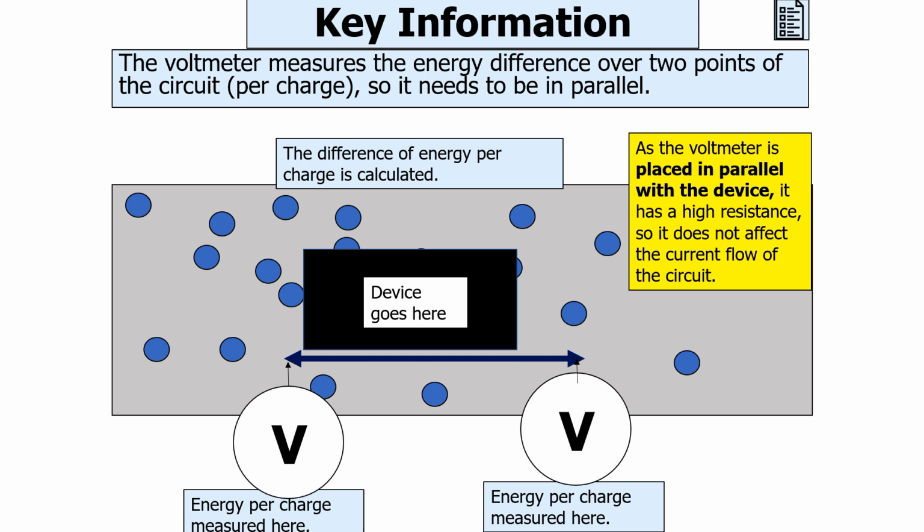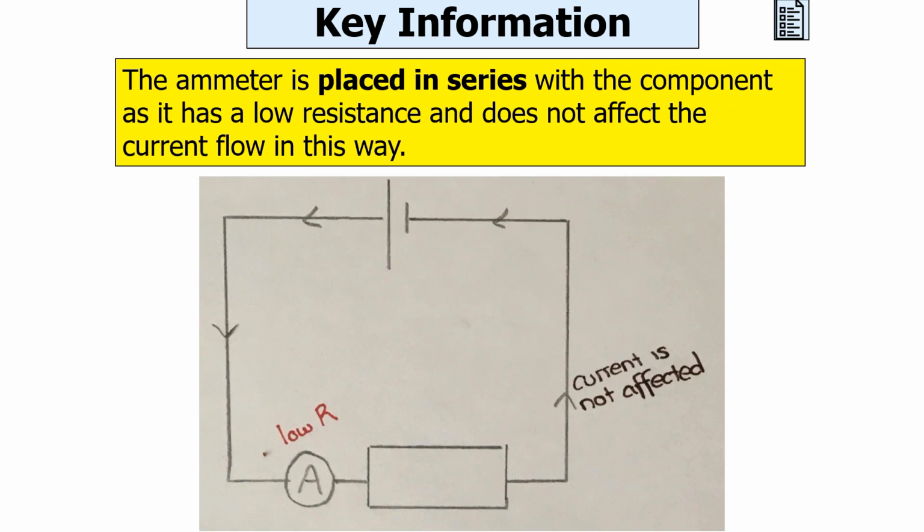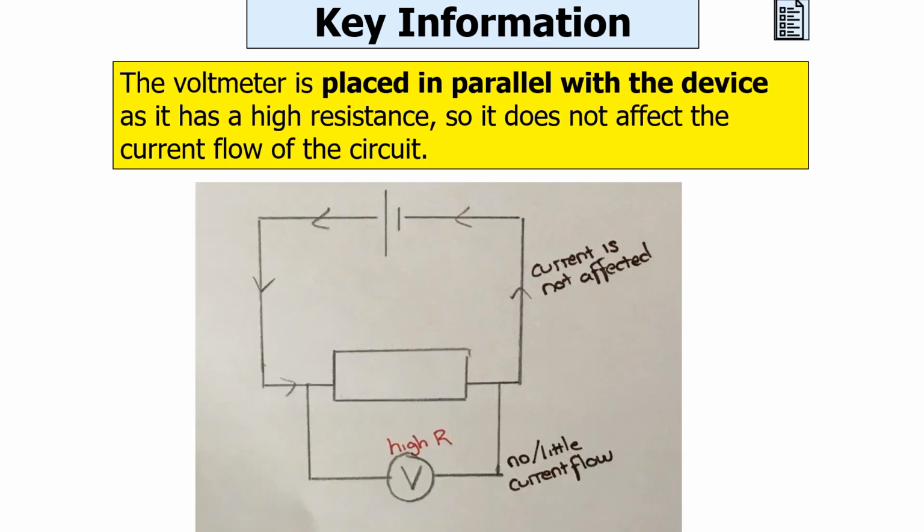Now, a voltmeter has a high resistance, so it doesn't affect the current flow of the circuit. So, to clarify, an ammeter is placed in series with the component as it has a low resistance and doesn't affect the current flow in this way, whilst a voltmeter is placed in parallel as it has a high resistance, so it doesn't affect the current flow of the circuit.